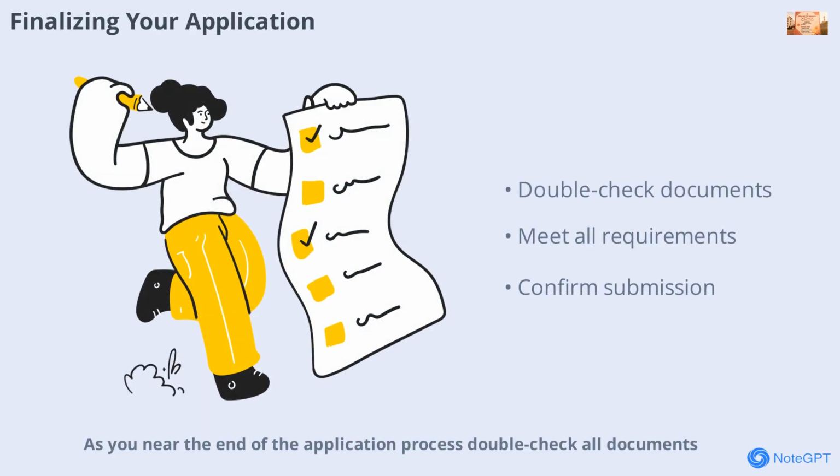As you near the end of the application process, double-check all documents, ensure all requirements are met, and confirm submission with the agency. A well-prepared application increases your chances of approval and sets your business up for success.